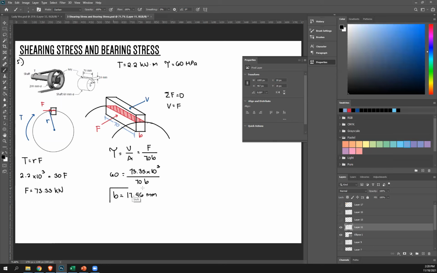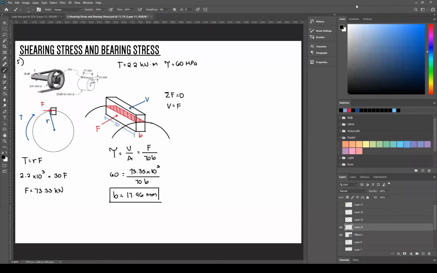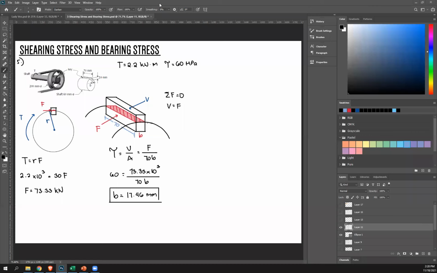Millimeter. That's our answer. So that's the minimum required thickness of your key to prevent motion of your shaft. Okay, so that's number 5. Any questions, please answer in the chat. Okay, no questions. Great, let's move on to number 6.